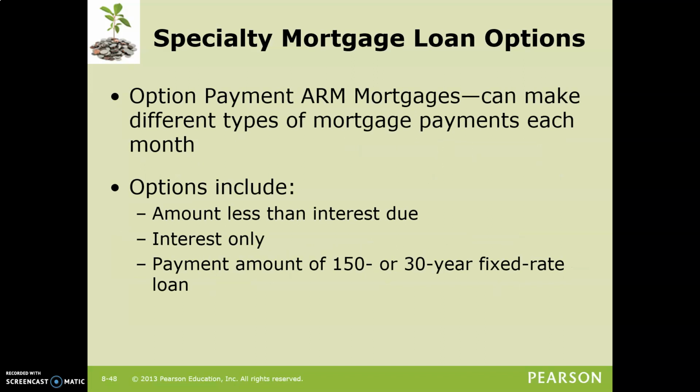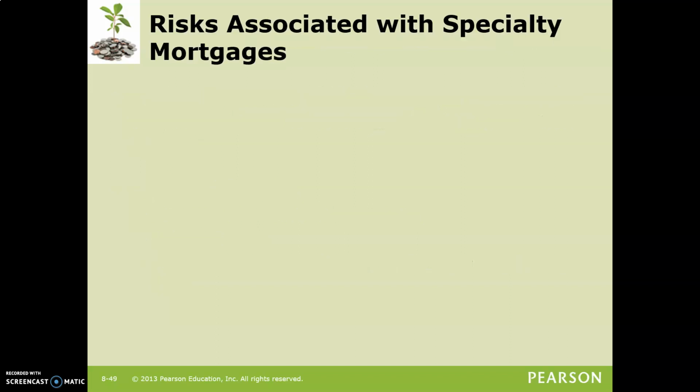Then we have the option payment ARM. With an option payment ARM mortgage, you have the option of making different types of mortgage payments each month. Your options might include an amount less than the interest due on the loan, interest only on the loan, or the payment amount that would be required on a 15 or 30-year fixed rate loan. So you have these options.